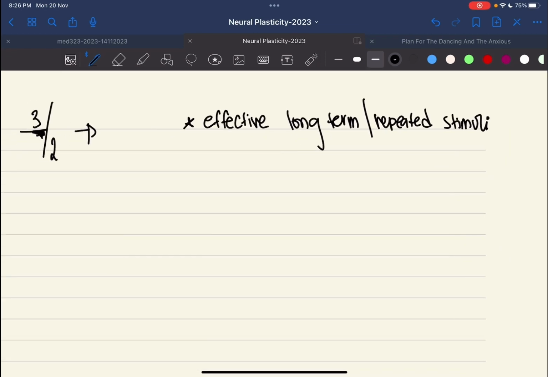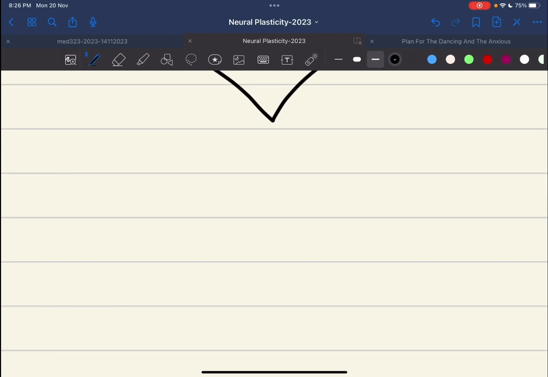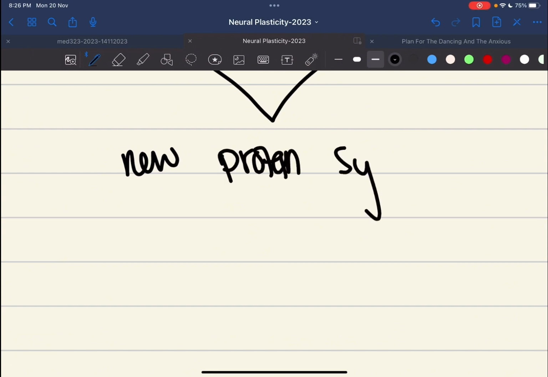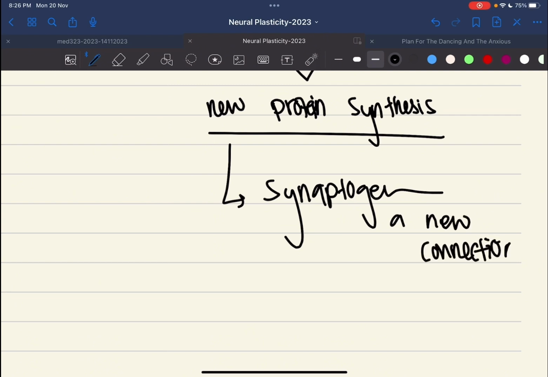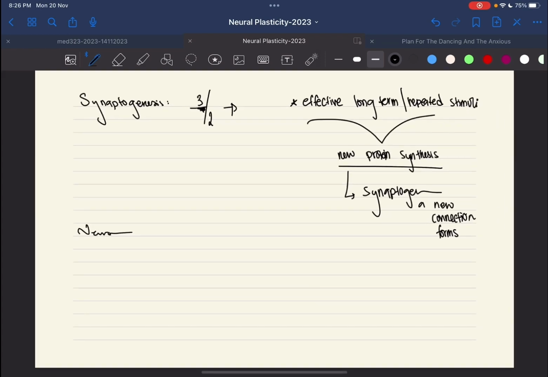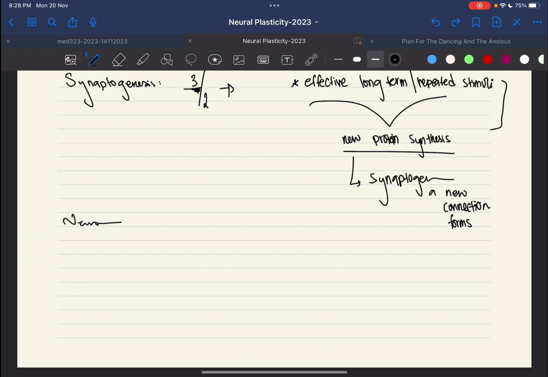Once you have that, before you can move on and make this new connection, you're going to need new protein synthesis. Once you have these two, synaptogenesis occurs and a new connection forms. So you could think of it as two steps. Okay, moving on to neurogenesis. Neurogenesis is a bit more complicated, as you would guess, because it's the formation of new neurons, whereas synaptogenesis is just the formation of new connections.